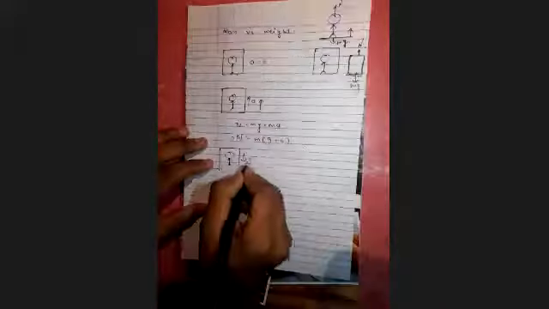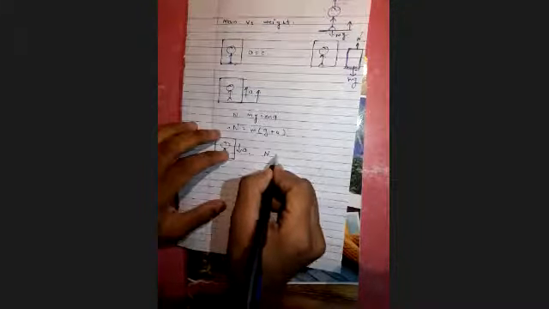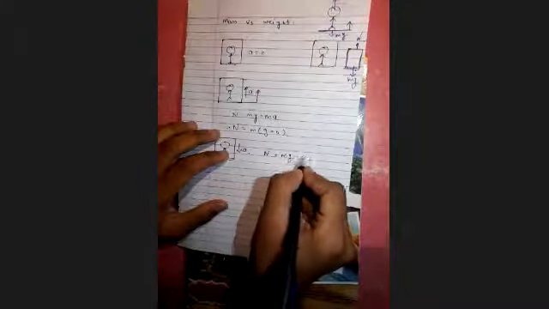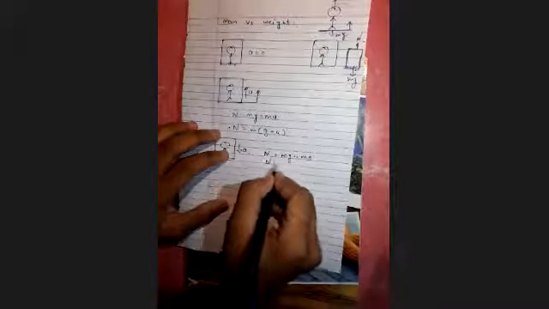N is m times g plus a. Downward acceleration: when the lift is moving downward with an acceleration, the person feels himself light. We get mg minus N is equal to ma, and N is m times g minus a.